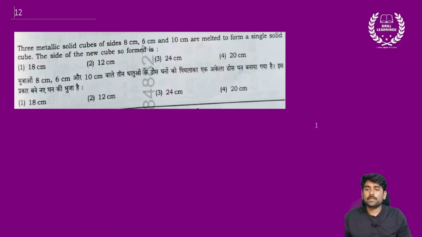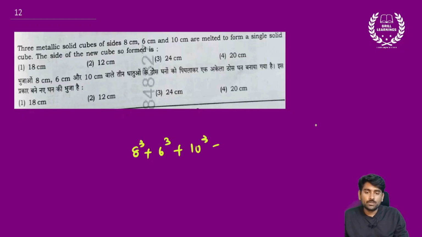Metallic solid cubes of the sides they have given are melted to form a single solid cube. The side of the new cube we need to find here. So first add up all these three volumes. So what is the volume formula? 8 cube, 6 cube, 10 cube, because these three are cubes only. So 8 cube means 512, 6 cube means 216, 10 cube means 1000.